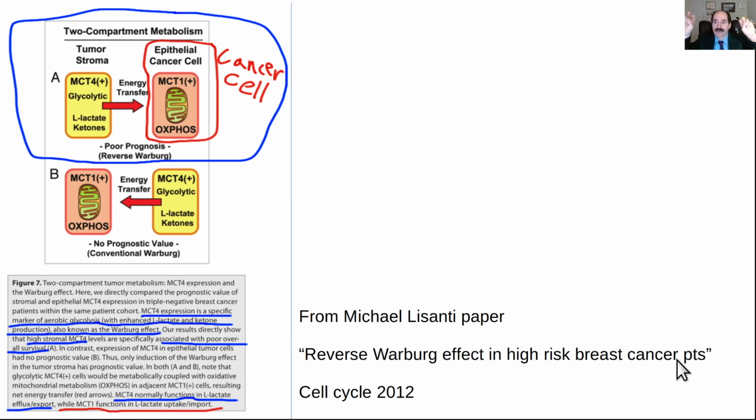Okay, this video is about the difference between the Warburg effect and the reverse Warburg effect. And here it is right here. This paper, by the way, comes from Michael Lisanti, PhD. The paper is Reverse Warburg Effect in high-risk breast cancer patients from Cell Cycle 2012.